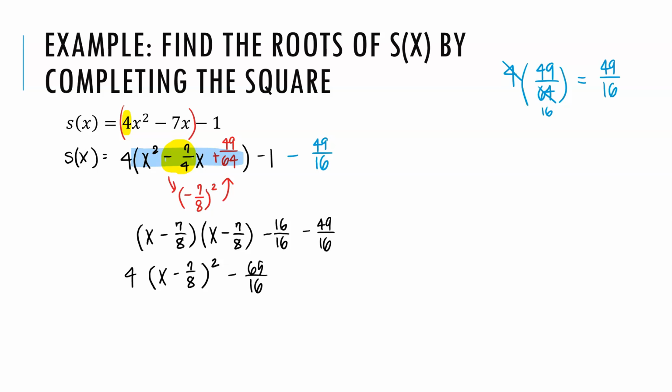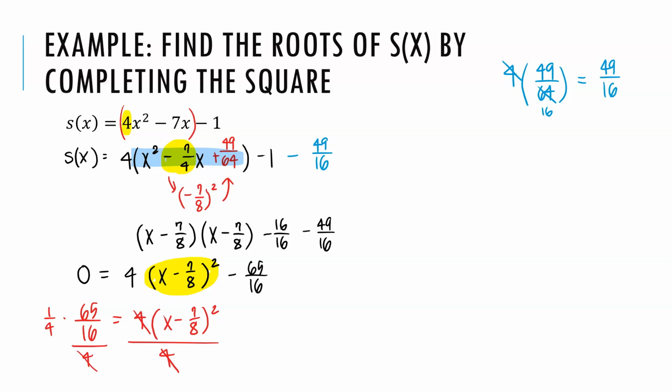My next step is to set the equation equal to 0 since my objective is to find the roots of this quadratic. Then continuing on to solve algebraically by isolating the squared binomial. So adding 65 over 16 to both sides of my equation. Then dividing both sides by 4. Dividing by 4 is the same thing as multiplying by 1/4. So 65 over 64 is equal to x minus 7/8 quantity squared.